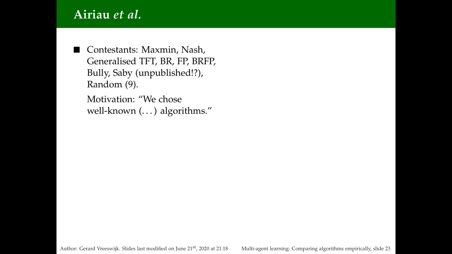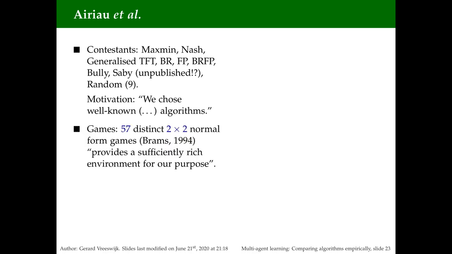The motivation for choosing this algorithm was plainly that they chose well-known algorithms, which I find to be quite a rather loose motivation. The algorithms were tested on 2x2 normal form games, taken from Brahms' taxonomy, with the argument that it is comparable to Rappaport's taxonomy of 2x2 normal form games, a kind of periodic system of 2x2 games, like the periodic system in chemistry.